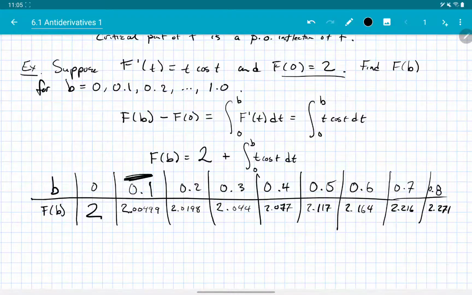Okay. All right. So that is our first foray into antiderivatives. Have a look at the worksheet, and good luck on the web work.